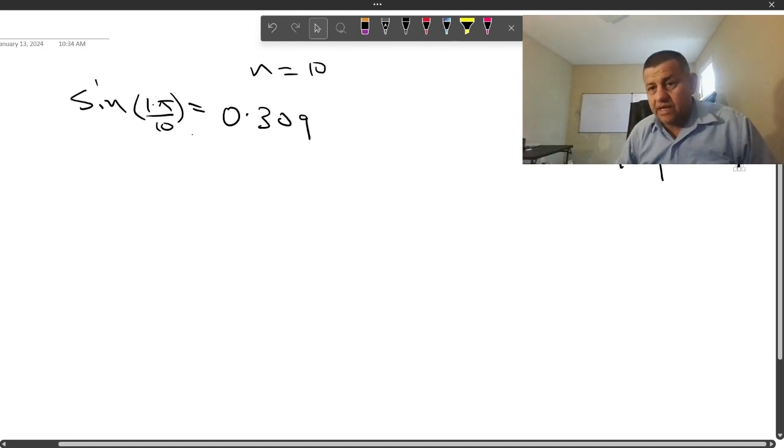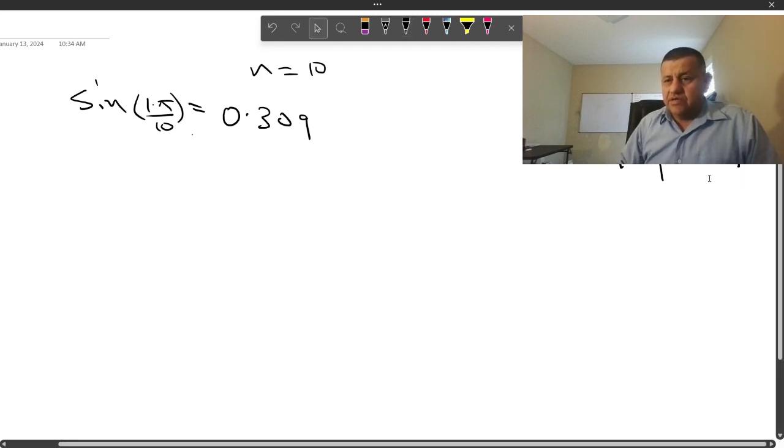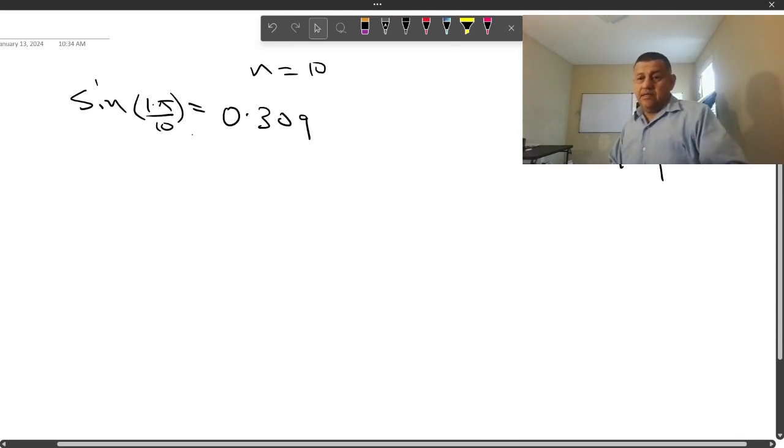Nope, it doesn't let me move it. Okay, never mind. So the voltage value is 0.309. And like I told you, this is going to be kind of crazy because, like I said, I am still learning how to use this, and it's not easy. It's not easy software.